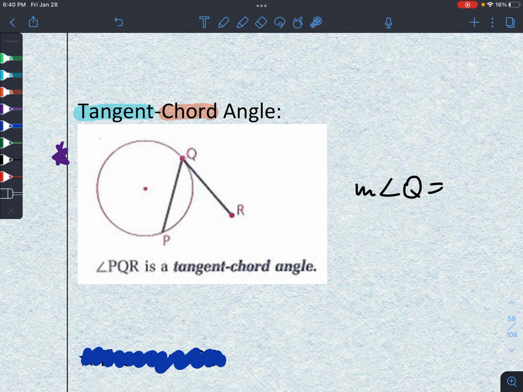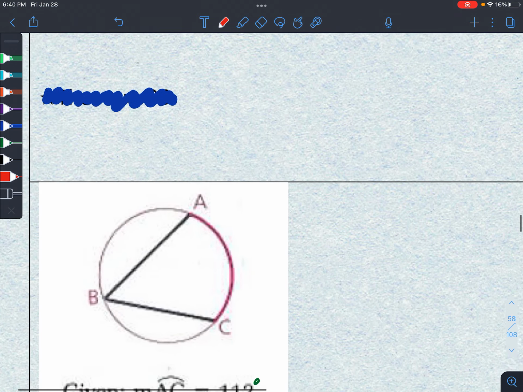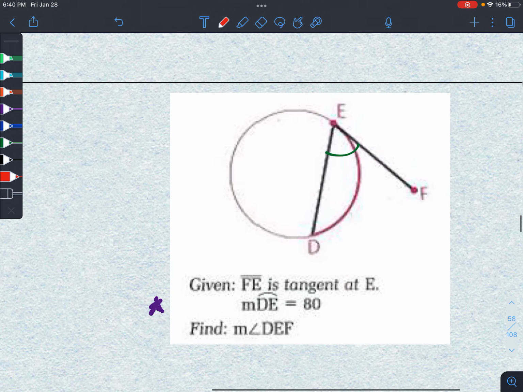So this one here now is called a tangent chord angle. And notice we have the tangent and the chord. And then notice we have an intercepted arc. So the relationship of measure of angle Q is, as you might expect, 1/2 of the measure of the arc PQ. Okay. So let's look at an example of that.